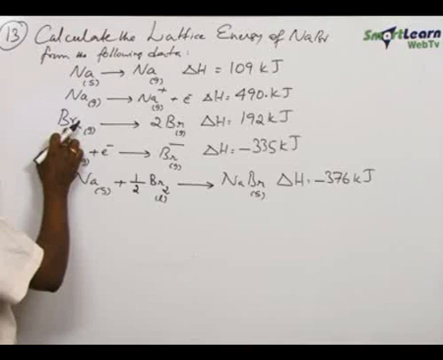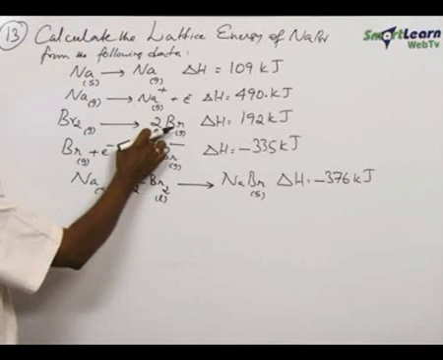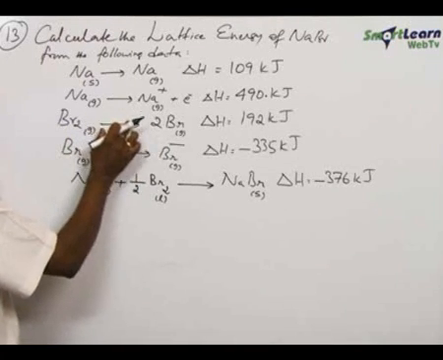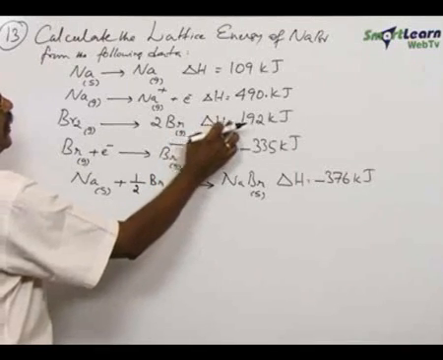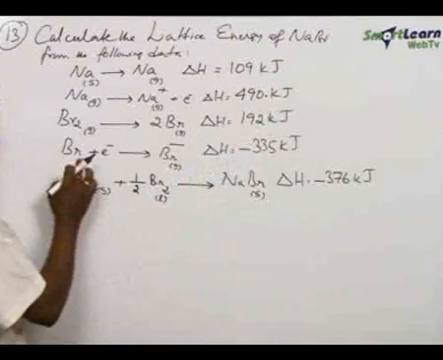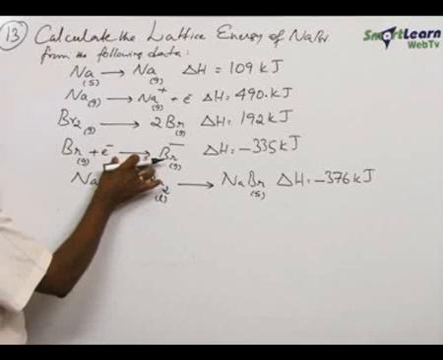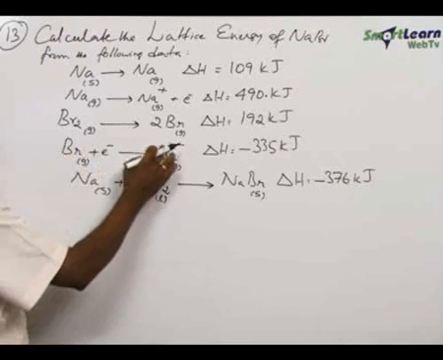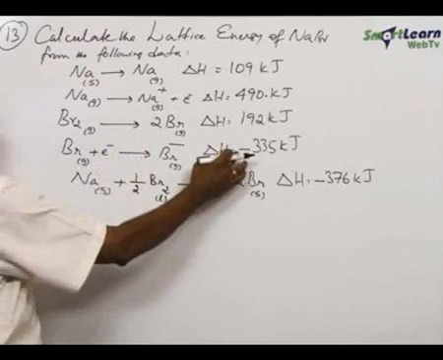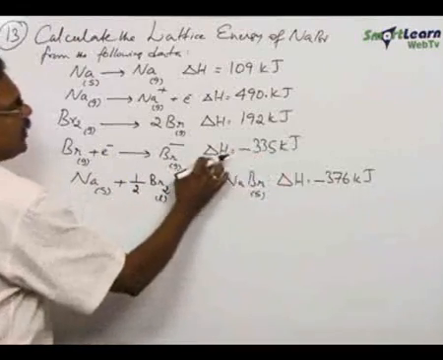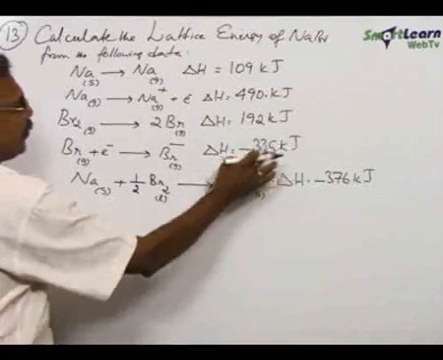Now bromine dissociates into two bromine atoms. So bond dissociation energy is involved. Here the bond dissociation energy is given as 192 kilojoule. Next, this is called the electronation process. So bromine now becomes bromide ion, and here the electron affinity is associated. Del H is equal to minus 335 kilojoule.